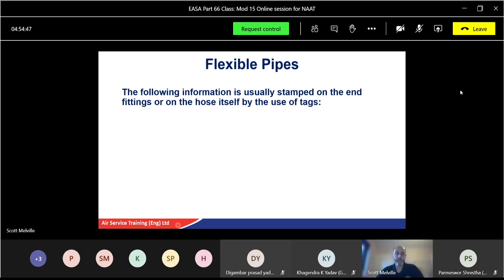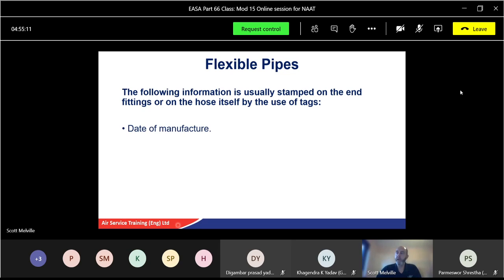So, flexible pipes. You've got your engine fitted to your aircraft, you've got lots of pipework there. We have a lot of flexible pipes, like your LP feed pipe, your hydraulic pipes, any sort of pipe that's flexible. We need to know some information about it. There are basically two types: those with detachable end fittings and those with solid fittings.